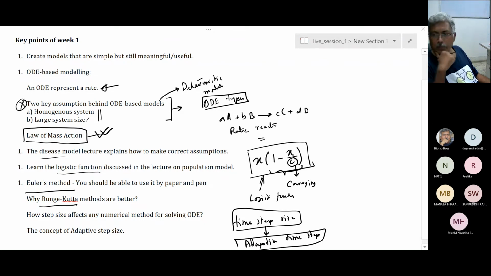Now, before I move into second week, is there any query from anyone? Anybody can ask a question by raising hand.